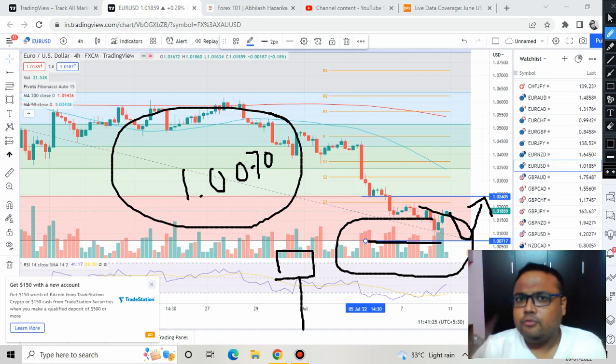So whatever you do, follow proper risk management, because risk management is extremely important for the safeguard of our capital.